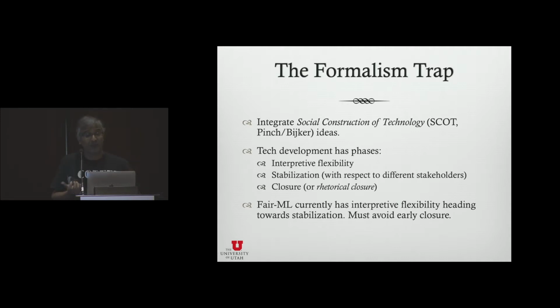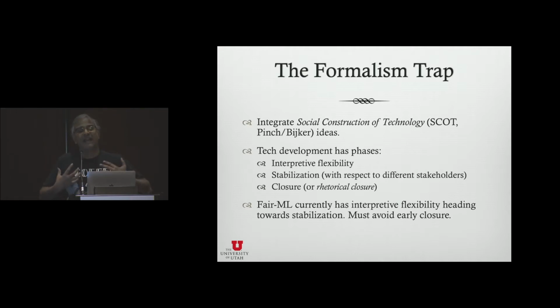This process is called closure, and often what's worse is that you get rhetorical closure, where people merely redefine a screw to be a nail because they have a hammer, and therefore have solved the problem. What we see now in the community is that we do have a fair amount of interpretive flexibility in dealing with formalizations of fairness, and so the caution we have to exhibit is trying to avoid early closure, trying to find the one true definition of fairness or unfairness, as the case may be.